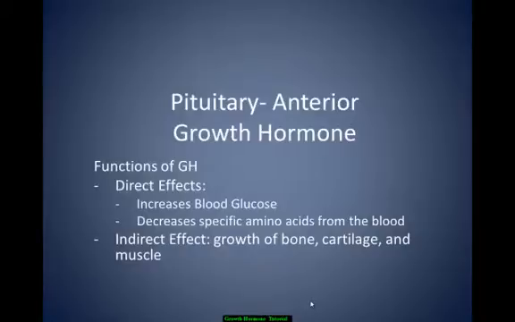In this particular tutorial, we will be looking at growth hormone, which is secreted by the anterior pituitary. The functions of growth hormone include both direct and indirect effects on tissues. The direct effects include increasing blood glucose amounts and decreasing specific amino acids from the blood. The indirect effect includes the growth of bone, cartilage, and muscle through the production of somatomedins in the liver.